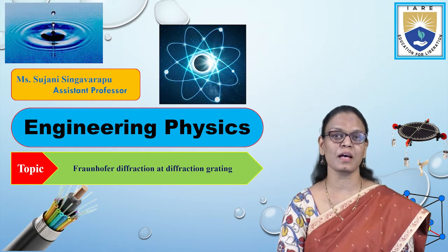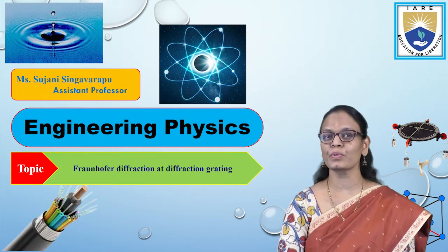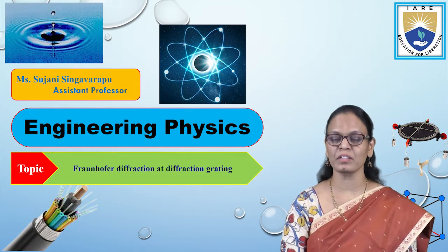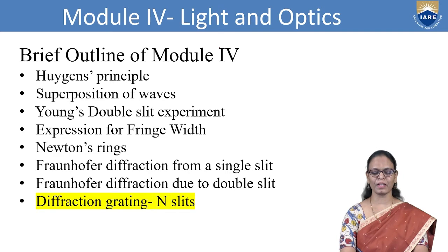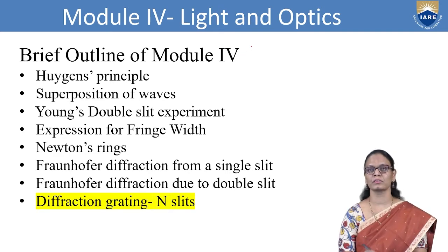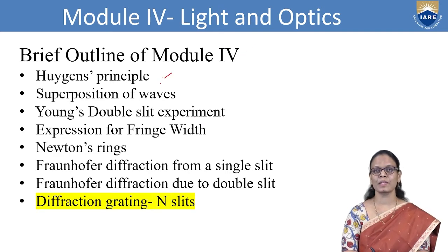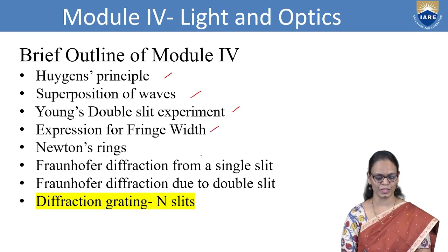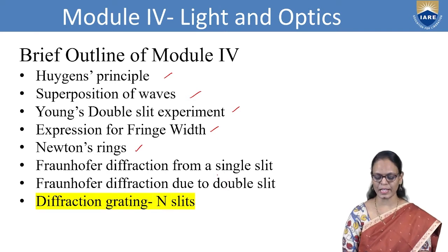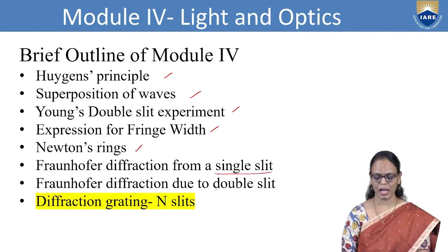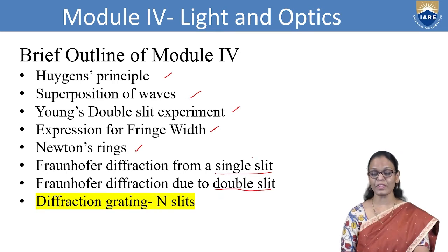Today we are going to discuss diffraction due to n slits using a diffraction grating. So we have seen the brief module of 4, that is Huygens principle, superposition of waves, Young's double slit experiment, expression for fringe width, and Newton's rings. In our previous lectures, we have discussed in detail about single slit and double slit. And today we are going to discuss diffraction due to n slits, if the number of slits are n.